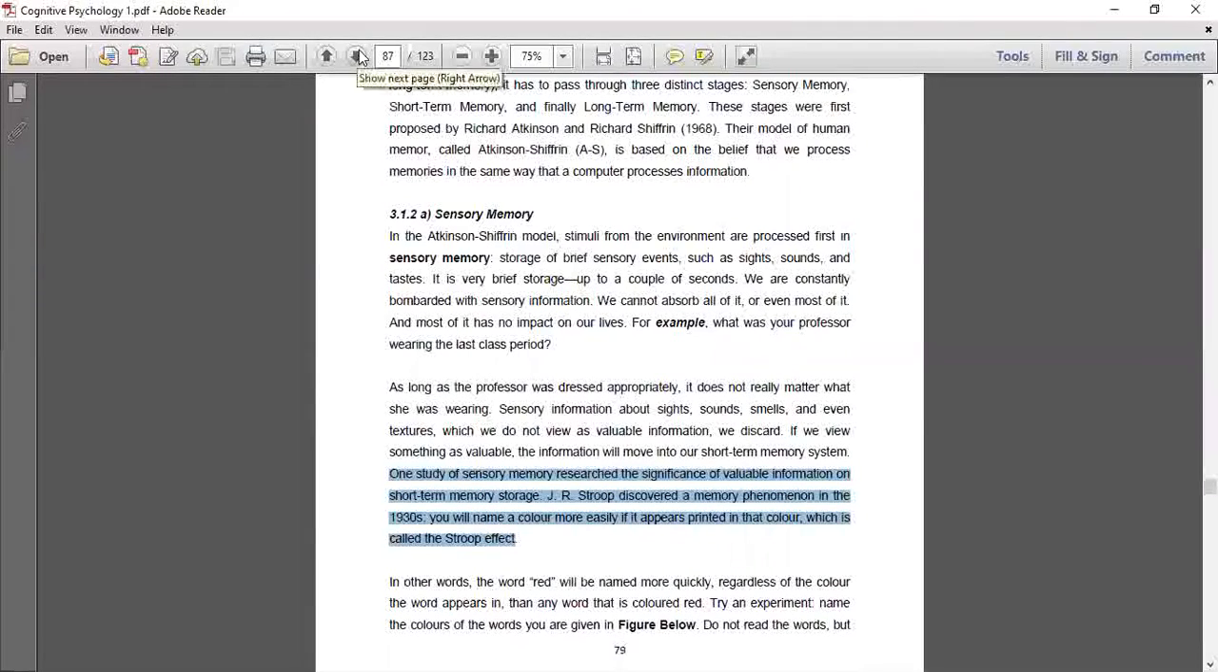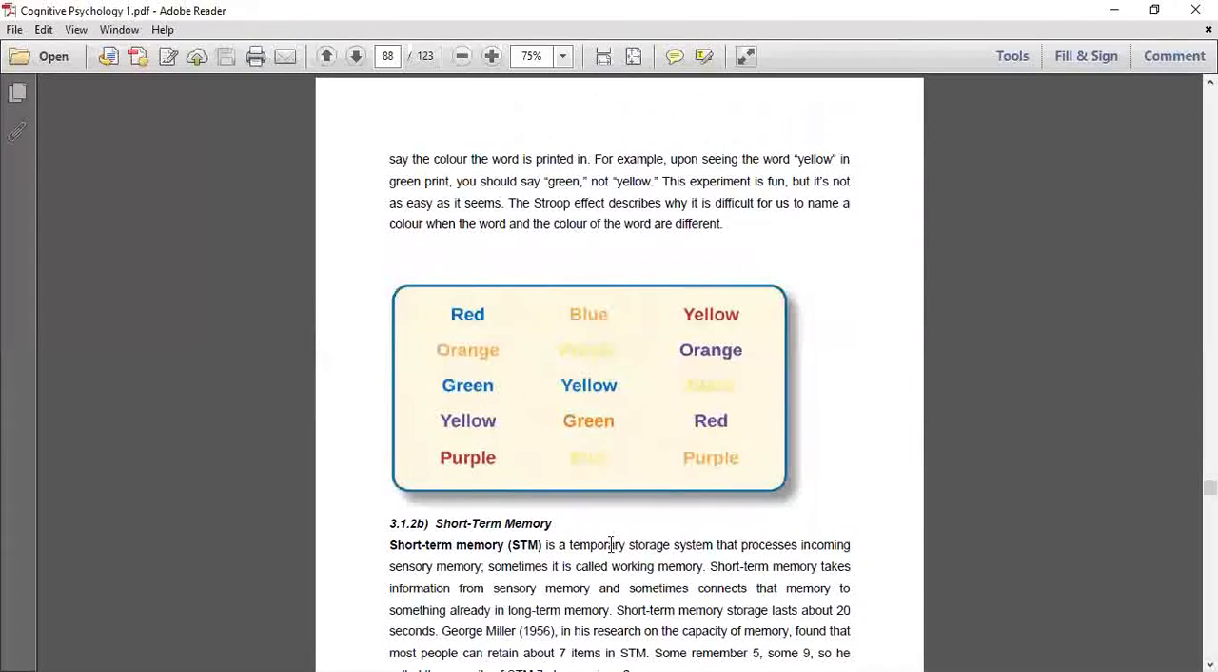Let's go to that page and see for ourselves. Recall these words. Most people, when they see color, have difficulty pronouncing the name. Why? Like for example, upon seeing the word yellow in green print, you should say green, not yellow. The fact that you saw the word red, it just talks to you within your mind because you know red already. Then you are asked what color this is. You read red, but you have to read the color, not the name. So try this experiment at home with fellow kids, friends, students, or siblings, and see how far it goes.